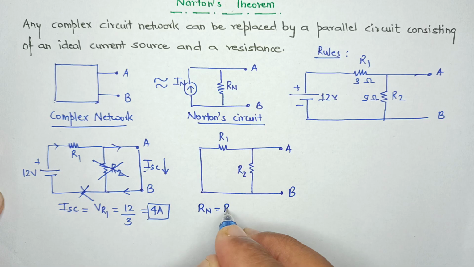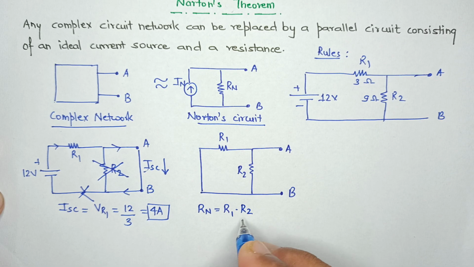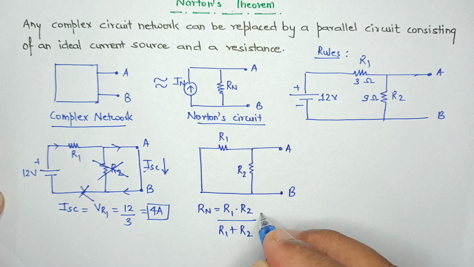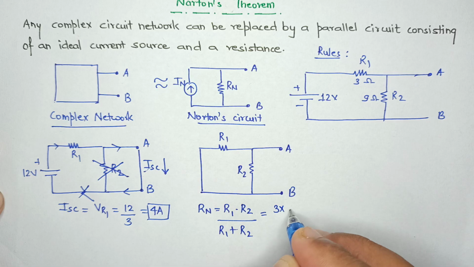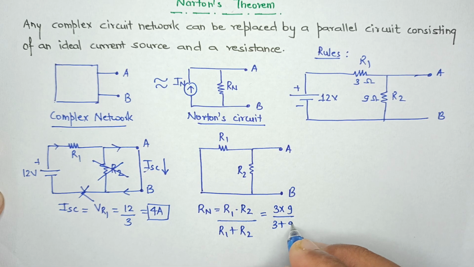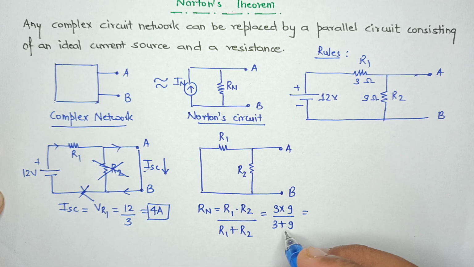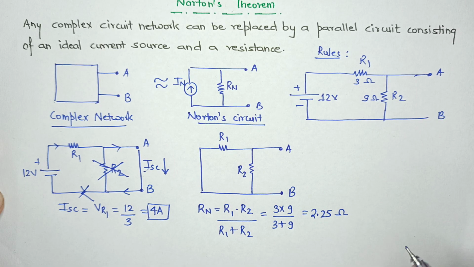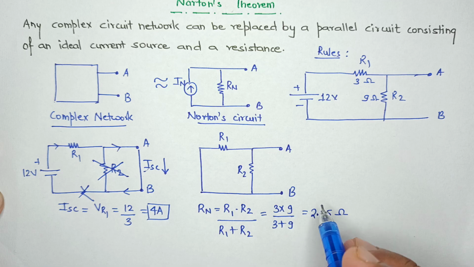So now we calculate the value of Rn. Since R1 and R2 are parallel to each other, Rn would be R1 multiplied by R2 divided by R1 plus R2. Let us substitute the values here: 3 multiplied by 9 divided by 3 plus 9. So 9 3s is 27, and this is 12. When you calculate this, it comes out to be 2.25 ohms. So here we have calculated the value of Rn as well.